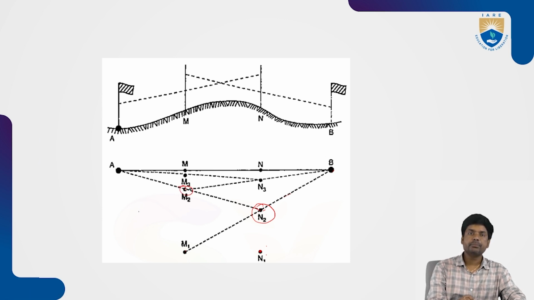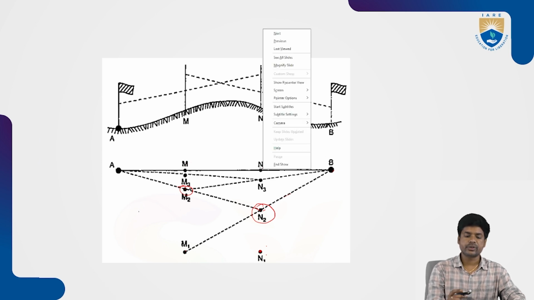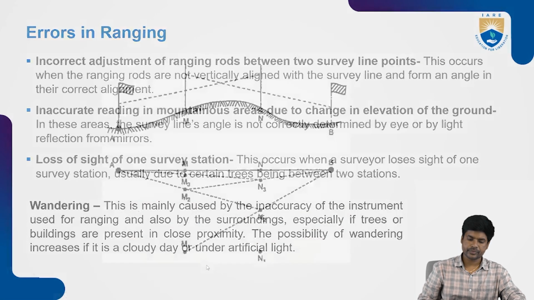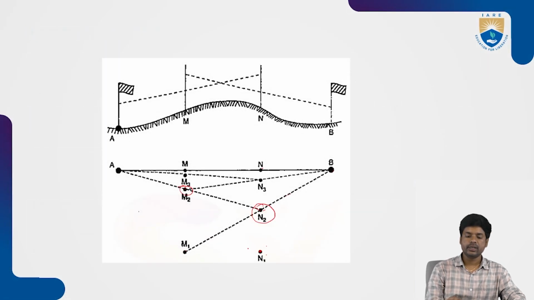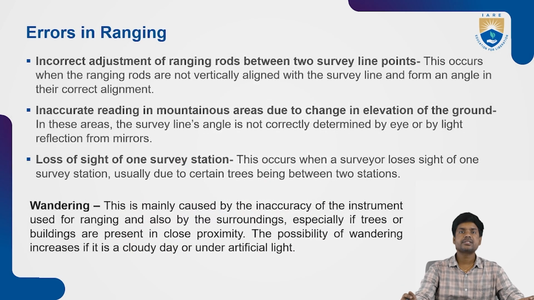Like that, the same procedure will be repeated until you get the positions of N1 and M1 on the line AB, such as M and N. First we are going to take the positions of M1 and N1, and we are going to transfer them by using this procedure to move the positions of M1 and N1 to M and N. Now these are the intermediate positions obtained by using ranging. This is indirect ranging.